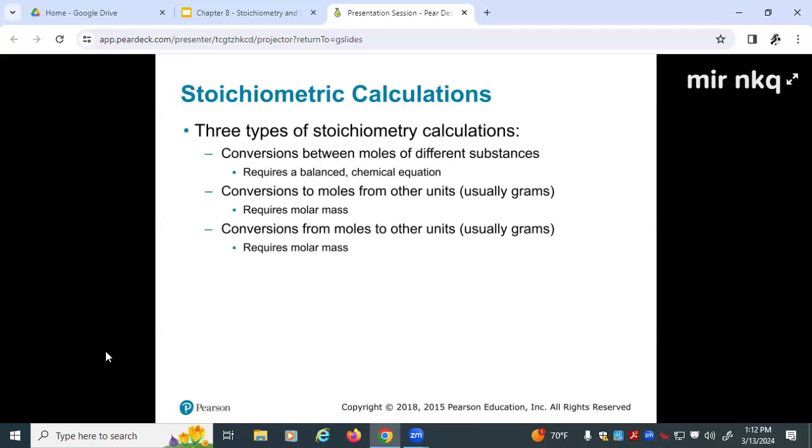That recipe tells me the ratio of one thing to another. If I'm going to use 3 eggs, I need to use 1 cup of water. If I use 6 eggs, I'm going to need to use 2 cups of water instead. A balanced chemical equation gives us that same kind of information.